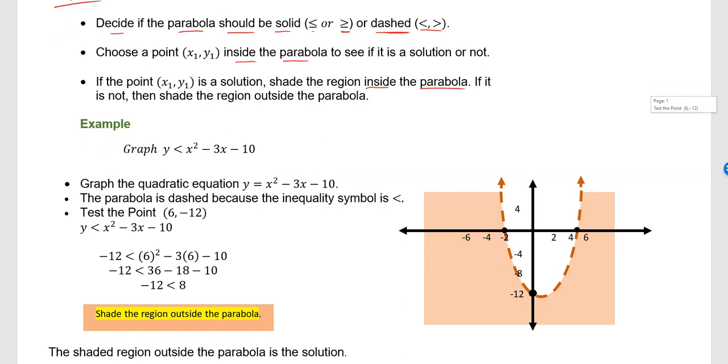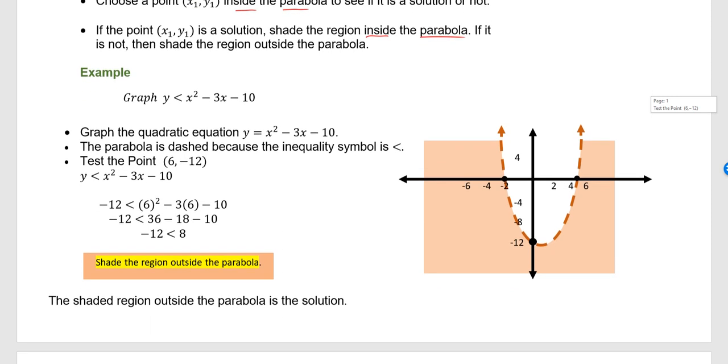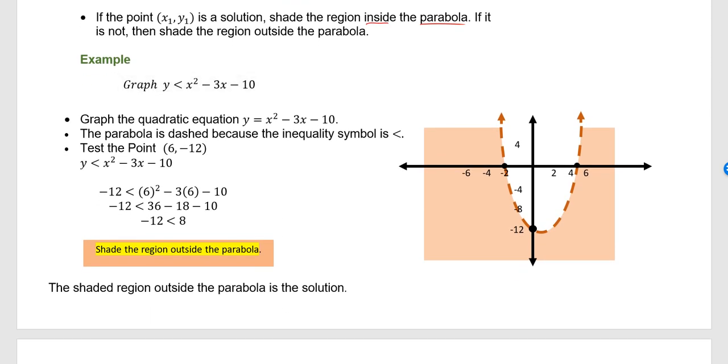Let's look at an example of how this would play out. Graph y is less than x squared minus 3x minus 10. So start by graphing the equation y equals x squared minus 3x minus 10. Why did we convert this to an equation? Well, because the equation essentially gives us the boundary of both regions, the non-solution region and the solution region.